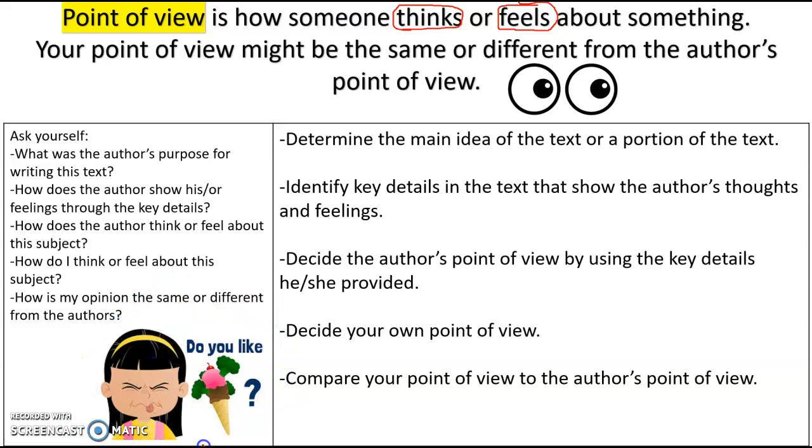And then yesterday, I gave you the example of this little girl. We can tell she does not like this ice cream, broccoli ice cream, and we can tell by the look on her face. So the first thing we'll do is we'll talk about the main idea of the text. We have to know what the text is about before we can decide how the author feels about it. Then we'll be looking for those key details that show the author's thoughts and feelings. That's when we'll be able to decide the author's point of view.